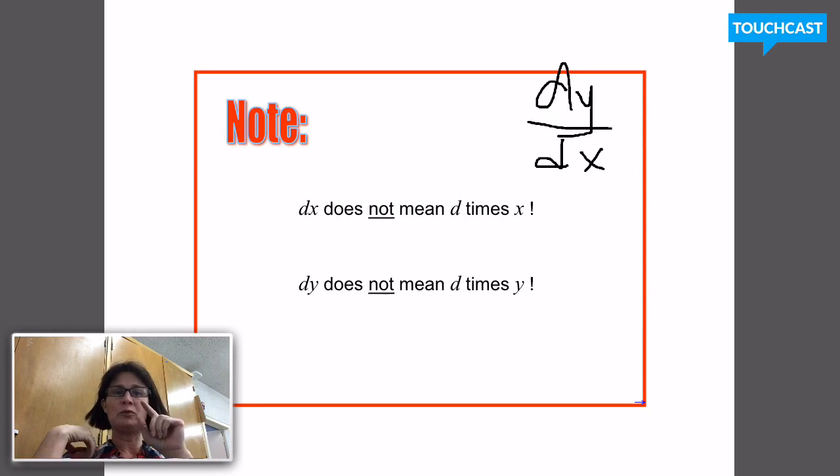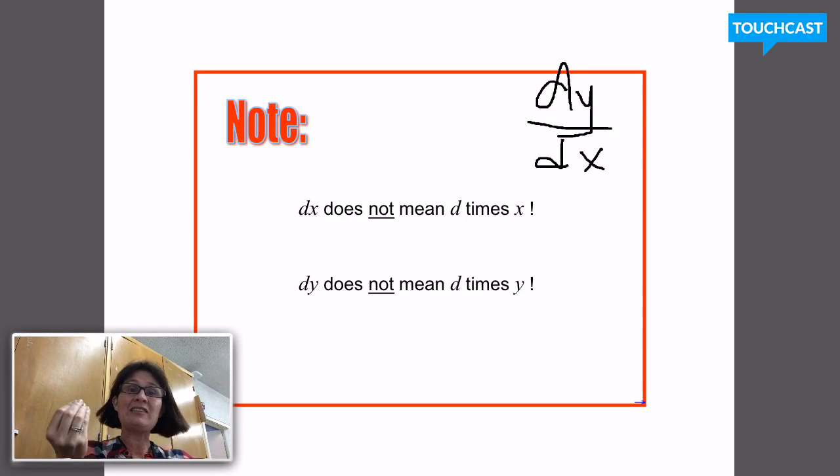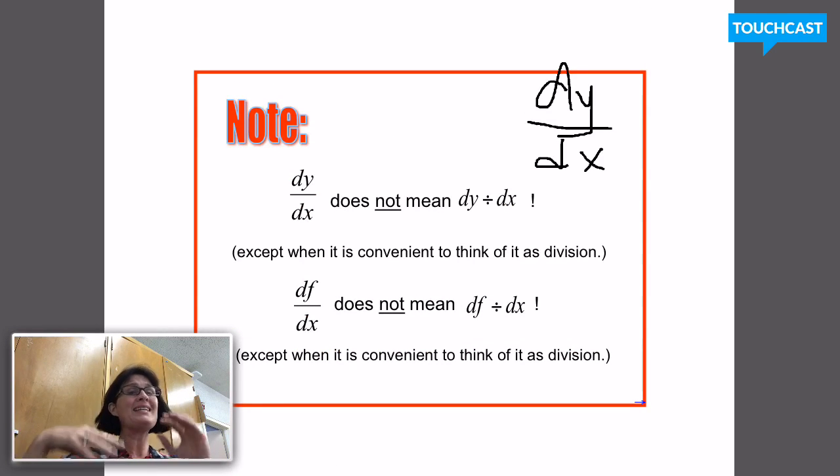Dx is one idea, and it means a very, very small change in x. So think about the delta symbol we used to use. The delta y divided by delta x, a small change in y divided by a small change in x. That d is like, let's let that small change get so small that it's infinitesimal. So dy means an infinitely small change in y. Dx means an infinitely small change in x. And this notation dy dx altogether, it doesn't mean divide a dy by a dx. It's an expression that means an expression for the ratio of an infinitely small change in y compared to an infinitely small change in x.